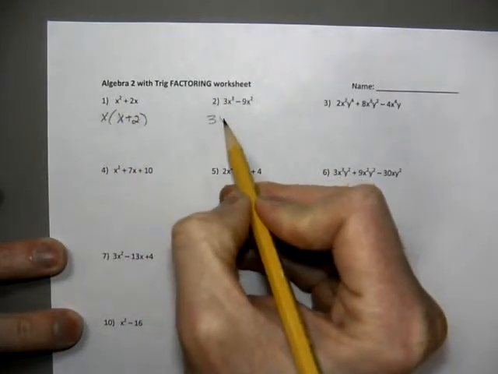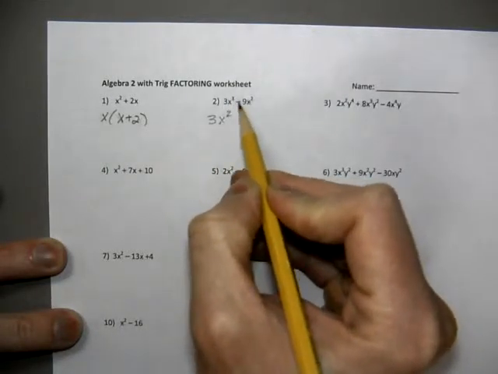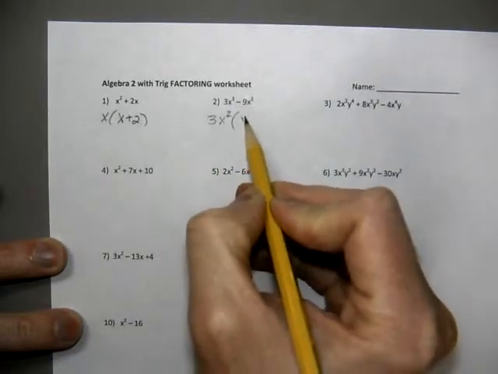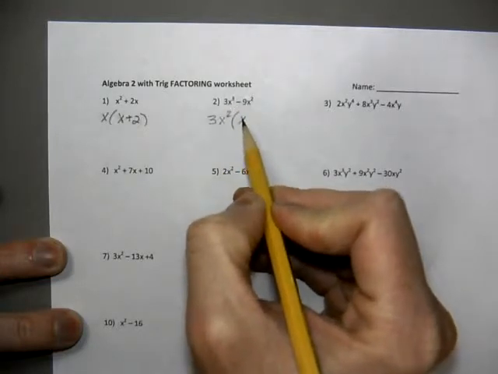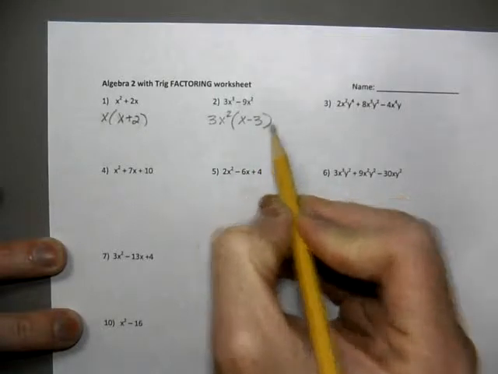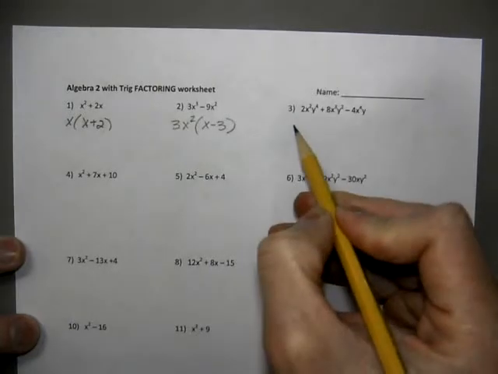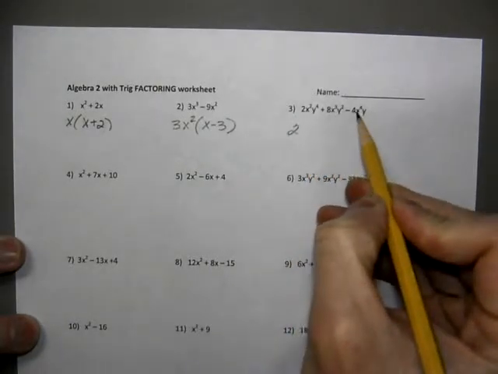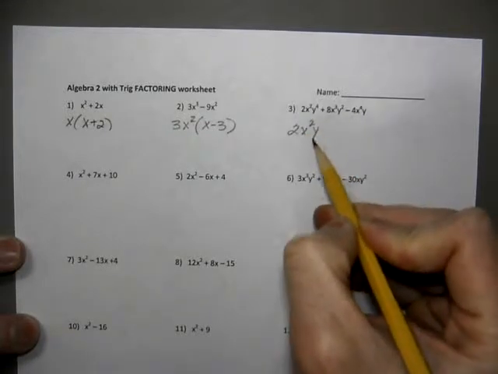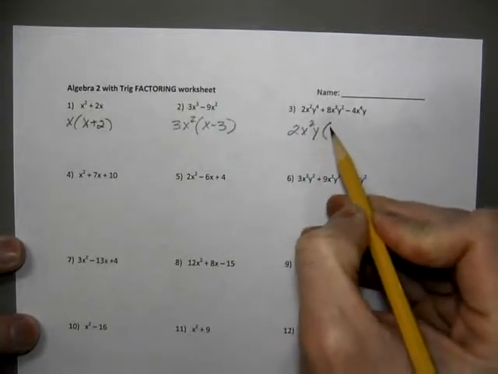Another GCF. We see that 3 goes into 3 and into 9. And the smallest exponent that they all share is an x squared. So we're missing an extra x to make x cubed. What number goes into all of those? The smallest exponent for the x's, the smallest exponent for the y's. It's got the 2, it's got the x squared, it needs a y cubed.